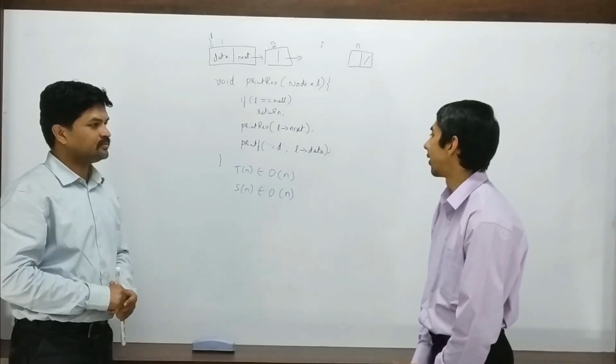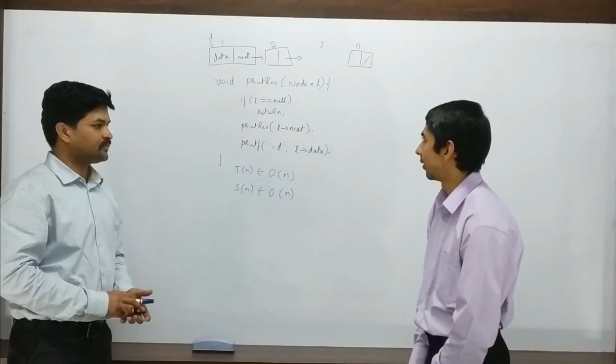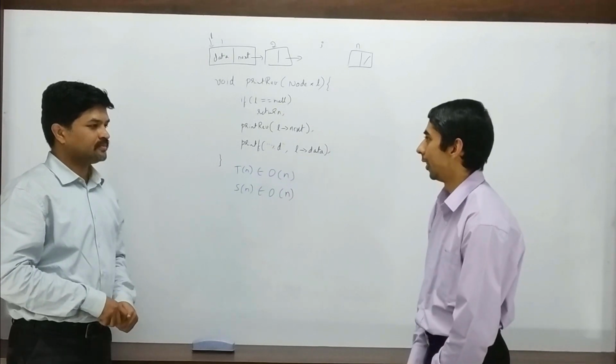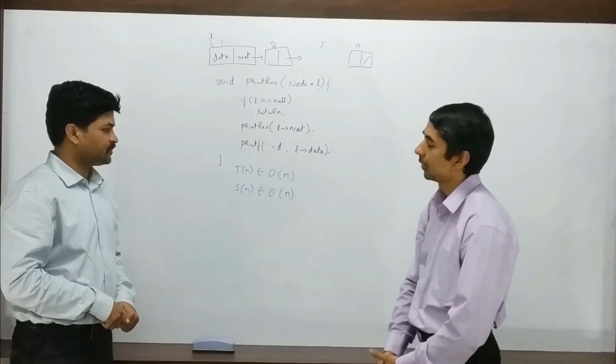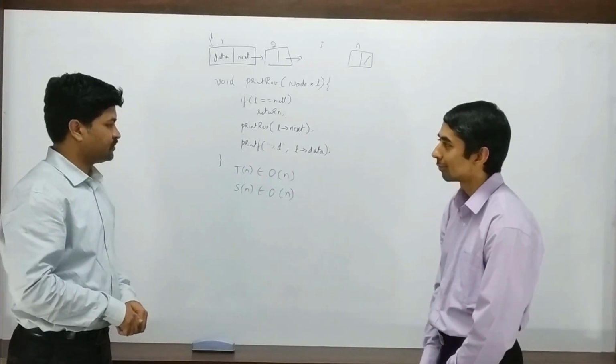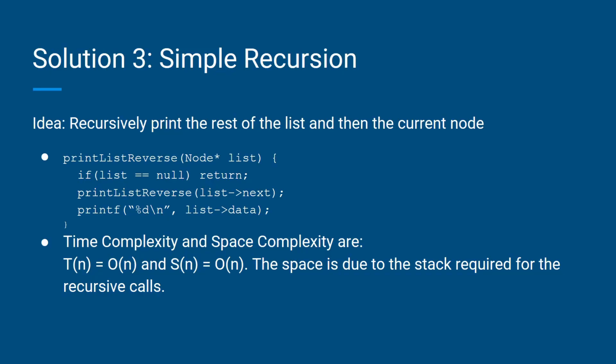But since we know that the time and space complexity are the same as the previous solution, do you think you can come up with a better method to improve upon the space complexity? Sure. Here is the discussed simple recursive solution. You can pause the video to take a detailed look into the solution.